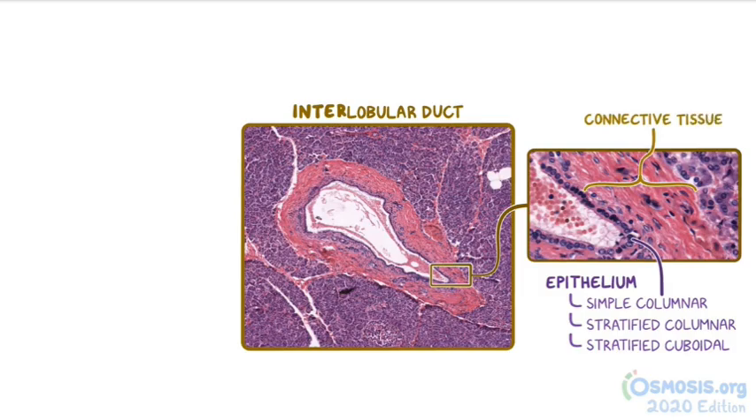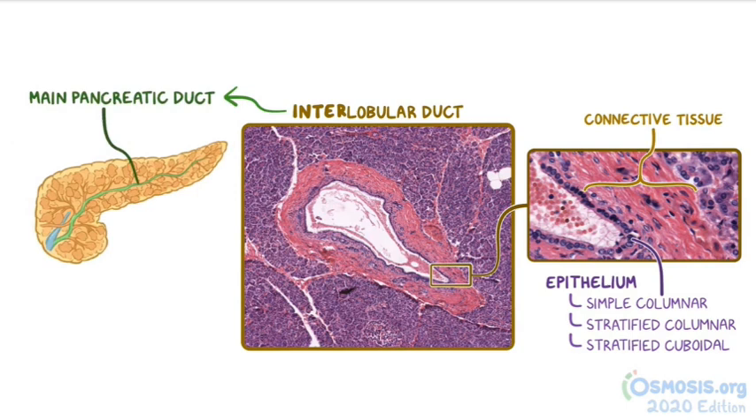The interlobular ducts eventually join with the large main pancreatic duct, which runs the length of the pancreas and leads to the common bile duct in order to drain into the duodenum. A smaller accessory duct is also often present, which also drains into the duodenum.